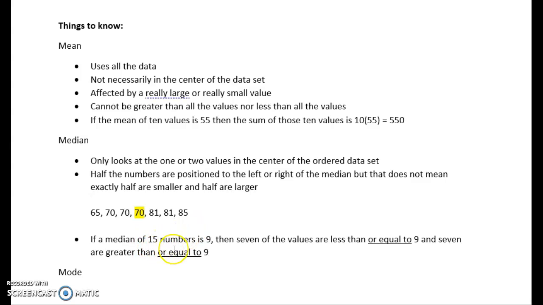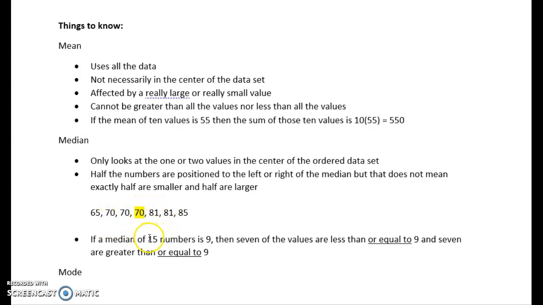So that brings us to the last characteristic. If a median of 15 numbers is 9, so if you have 15 values, 15 spots, and the one right in the center is 9, then 7 of the values are less than or equal to 9. So they could be equal to the median. And the other 7 are greater than or equal to 9. Right? So you could come up with a data set kind of similar to what you see here.